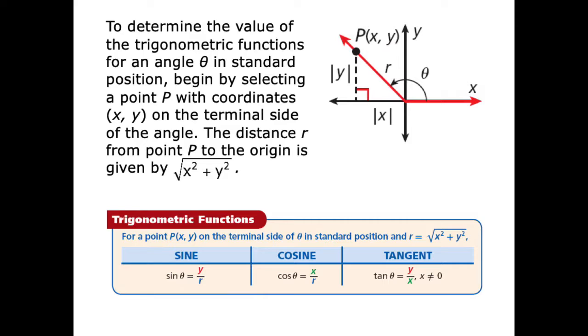To determine the value of the trigonometric functions for an angle theta in standard position, begin by selecting a point P with coordinates x and y on the terminal side of the angle. The distance r from point P to the origin is given by the square root of x squared plus y squared. So on the bottom, sine of theta would be y over r, cosine would be x over r, and tangent would be y over x, but x cannot equal 0.